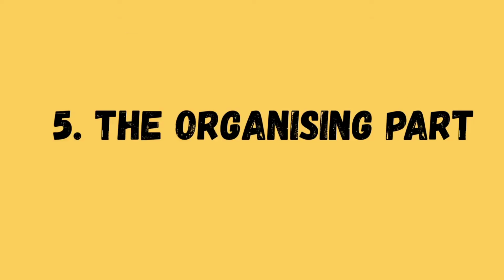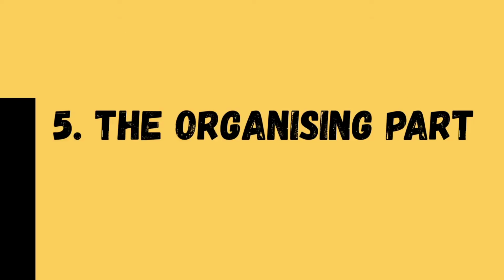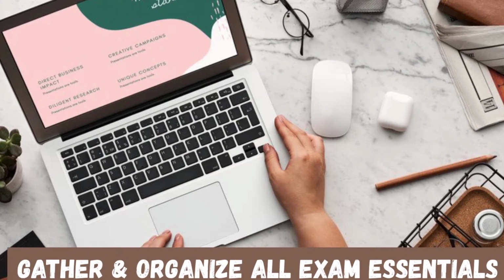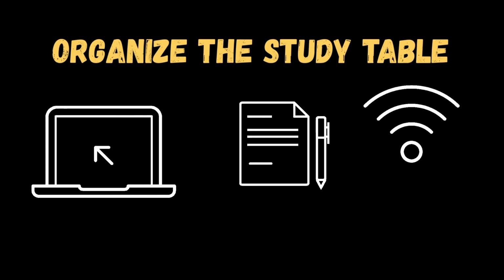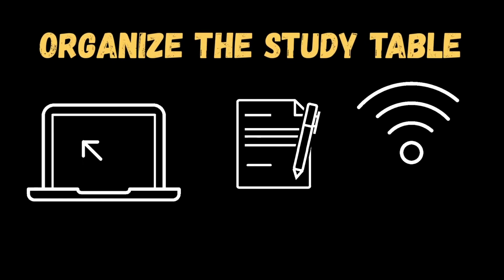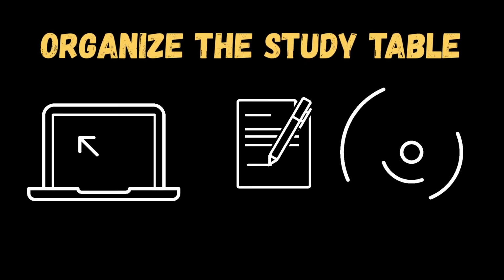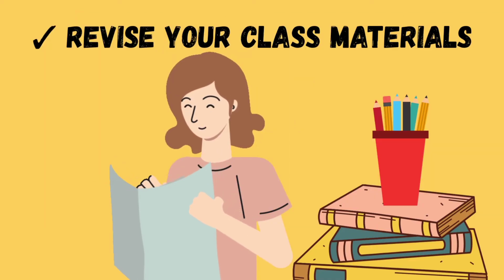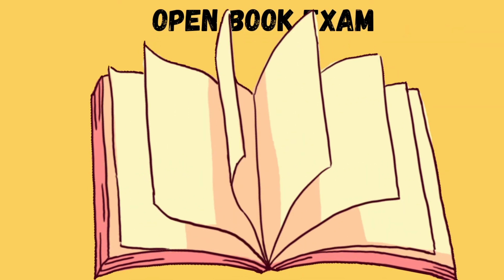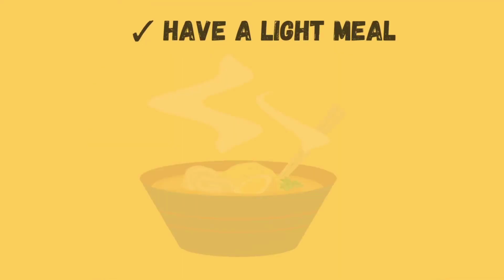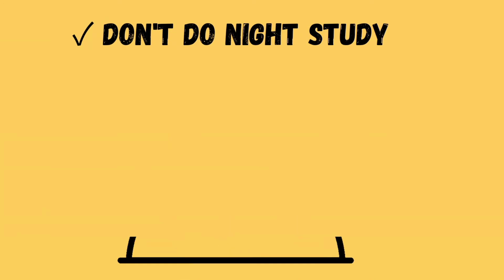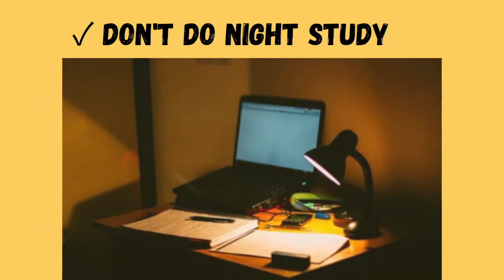Fifth, the organizing part. Gather and organize all the things like rough paper, etc., that you will need to take the test. Do organize your study table with laptops, chargers, Wi-Fi connections, and other materials that you will need for the exam. Finally, revise your class materials given by your instructor. Even if it's an open book exam, make sure you thoroughly went through the class materials. Have a light dinner and go to bed early.